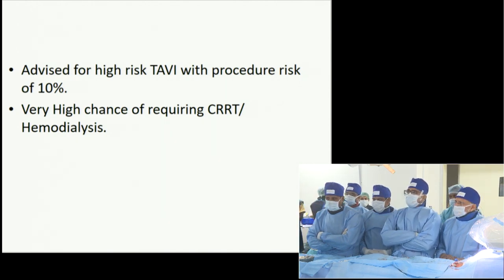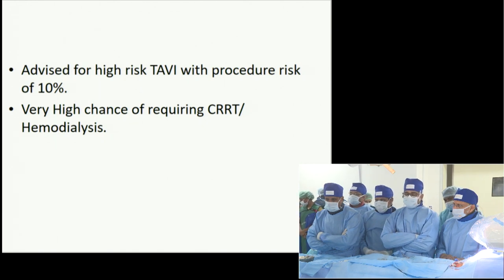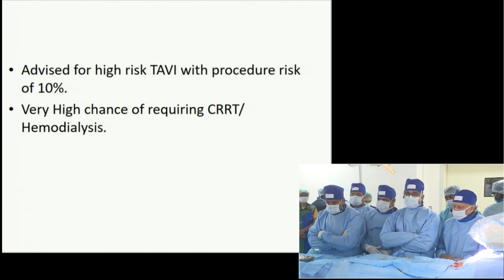So we are going to do whatever we can to try and minimize dye load. Therefore, we have not done any CT at all on this patient. No peripheral CT, no cardiac CT.